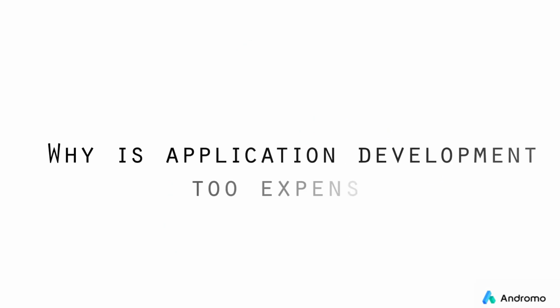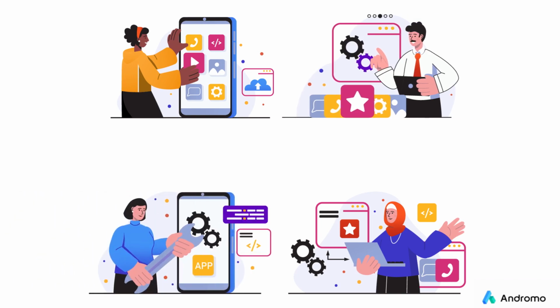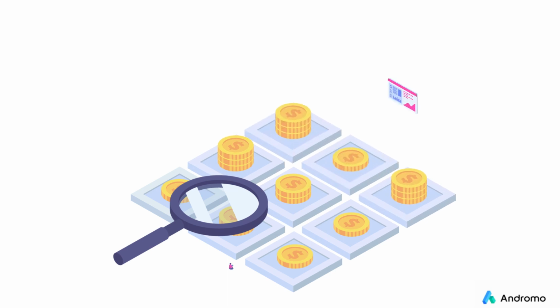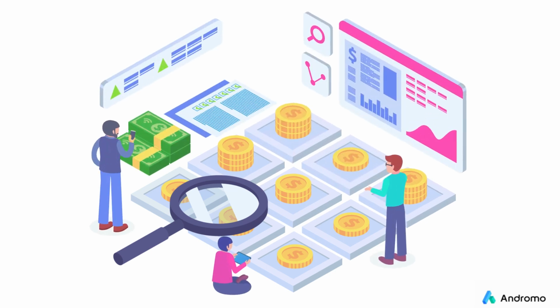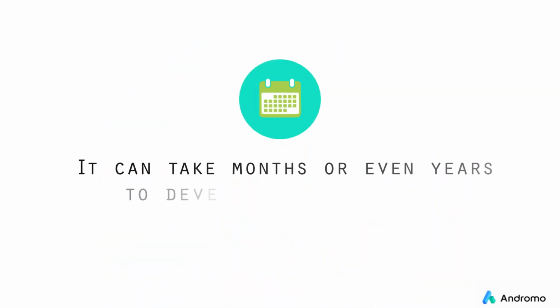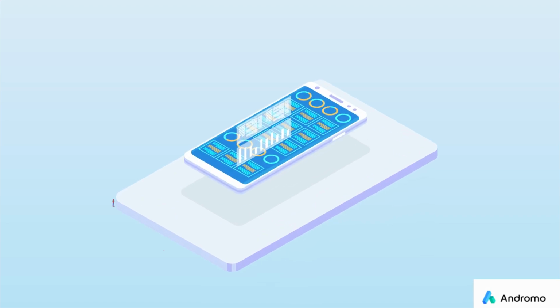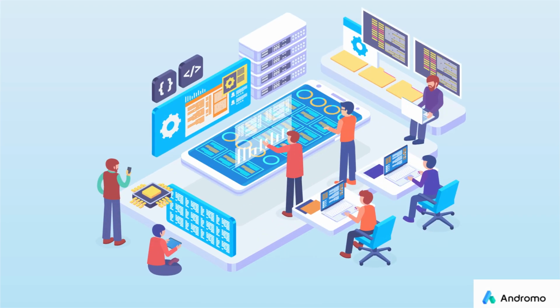Why is application development so expensive? There are many stages of app development, and each one requires thorough analysis and testing. Taking into consideration all the complexity of the app's development process, it is easy to understand why the cost of creating a mobile app may vary greatly. It can take months or even years to develop one application. That's why the cost of creating an app can differ, from a couple of hundred dollars to more than $300,000.